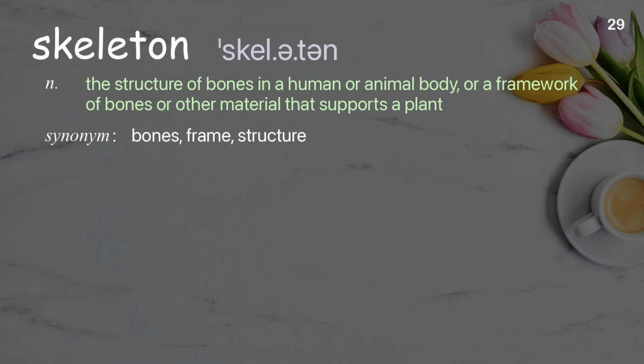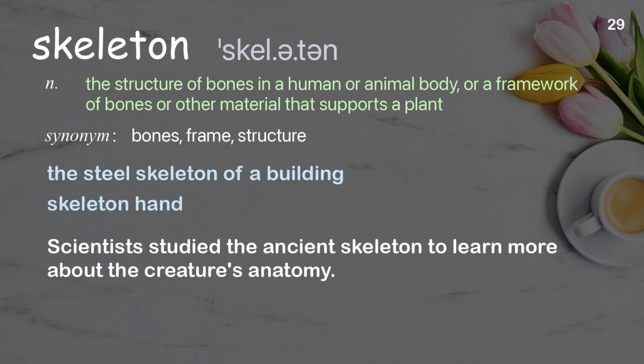Skeleton. The structure of bones in a human or animal body, or a framework of bones or other material that supports a plant. Examples: the steel skeleton of a building. Skeleton hand. Scientists studied the ancient skeleton to learn more about the creature's anatomy.